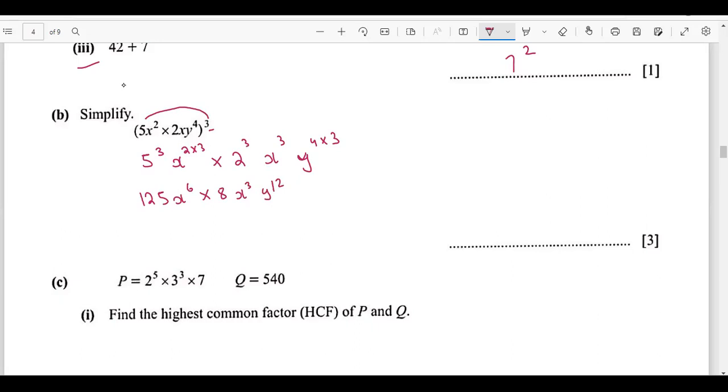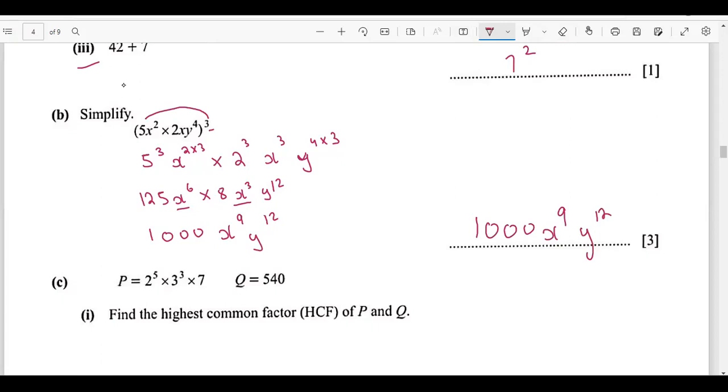And now we need to simplify this. So this 125 into 8 would give me 1000. These two are the same numbers, bases are same, so powers would be added. x to the power 6 plus 3 would become x to the power 9, and this is y to the power 12. All right, so we can write down the answer quickly. This is going to give us 1000 x to the power 9 y to the power 12. So this is going to be the answer.